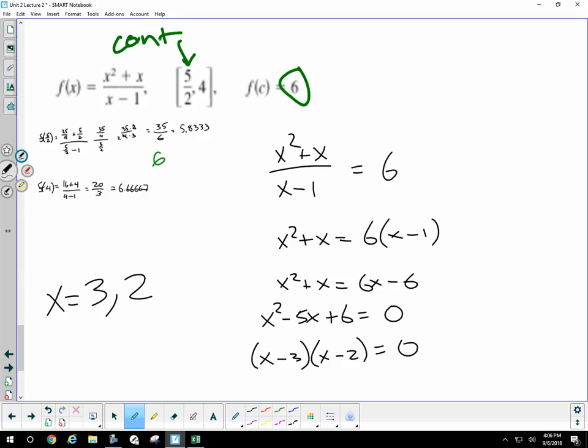All right, well, there are 2 solutions. I don't like one of them. Which one do I like? 3. Why? 3 is the solution guaranteed by the intermediate value theorem. It is the value between 2.5 and 4. F of 3 is between 2.5 and 4, and that's equal to 6.